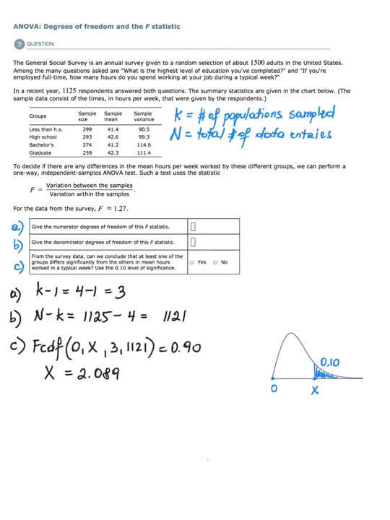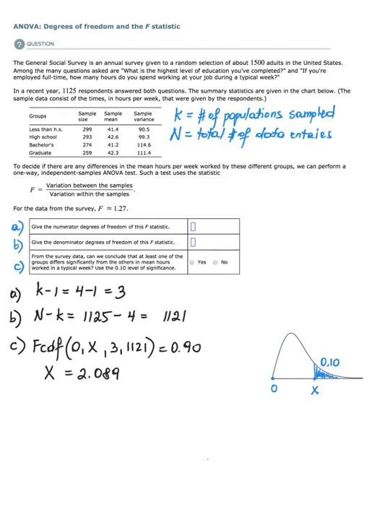In a recent year, 1,125 respondents answered both questions. The summary statistics are given in the chart below. The sample data consist of the times in hours per week and were given by the respondents. The table provided states the following.